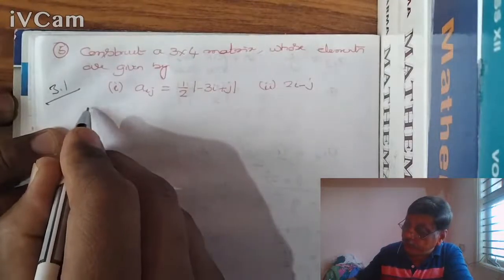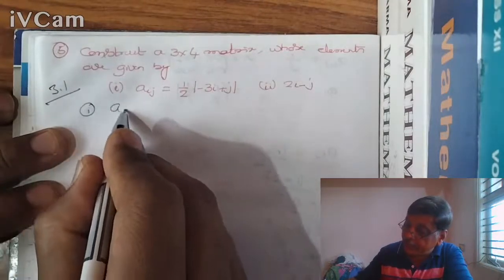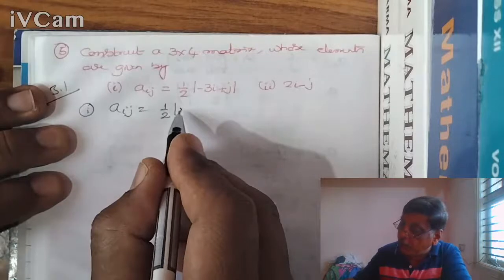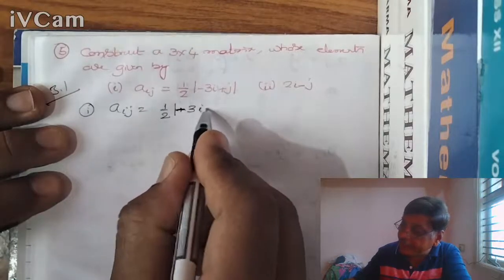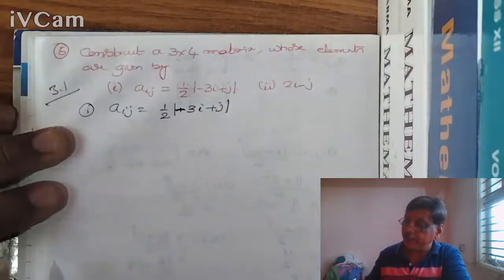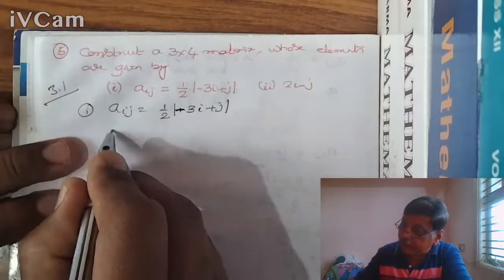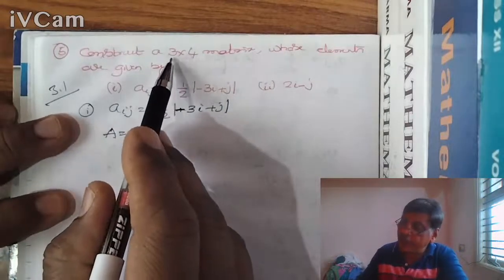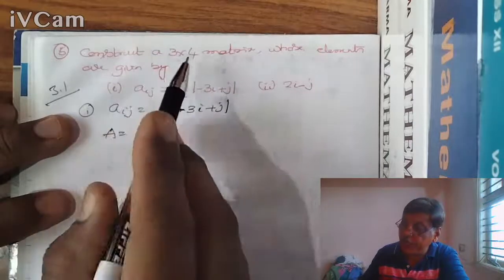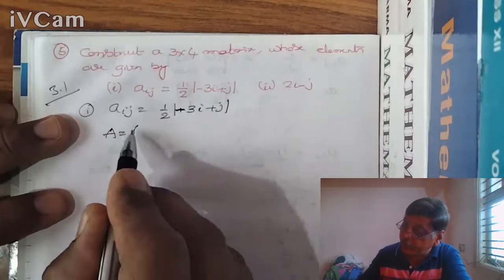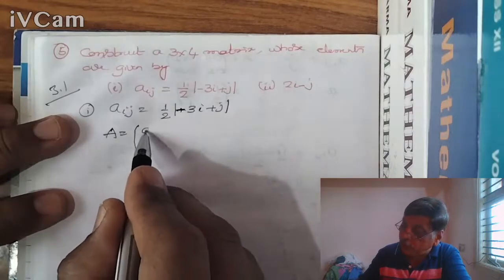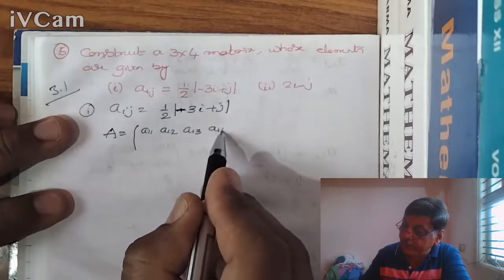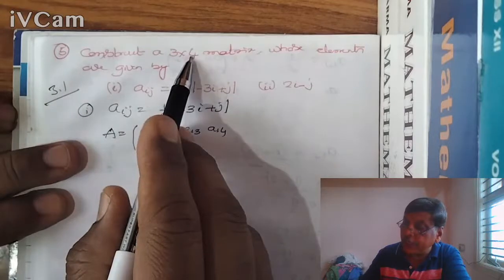Okay, the first, question number 1. The general element is defined as Aij equals half into modulus of minus 3i plus j. This is the general element. Next, first you write the general matrix. A equals, what is the order here? 3 by 4. 3 by 4 means 3 rows and 4 columns. First you write the first row: A11, A12, A13, A14. I have taken 4 elements because it has 4 columns.